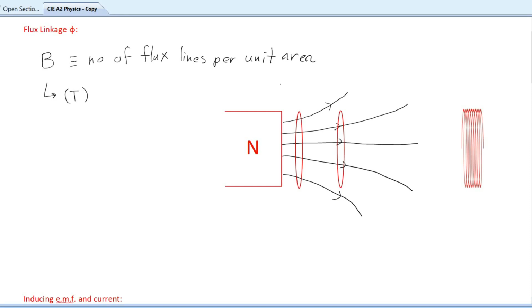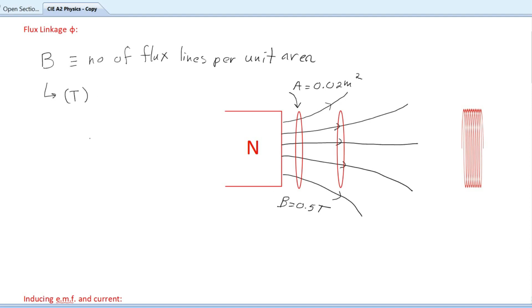But what if you need to know the total number of lines in a certain area other than 1 meter squared? For example, if you have a coil here which has one turn and its area is 0.02 meters squared, and you need to know how many lines are there. If you have the flux density, for example here the flux density can be 0.5 Tesla, which is very strong.